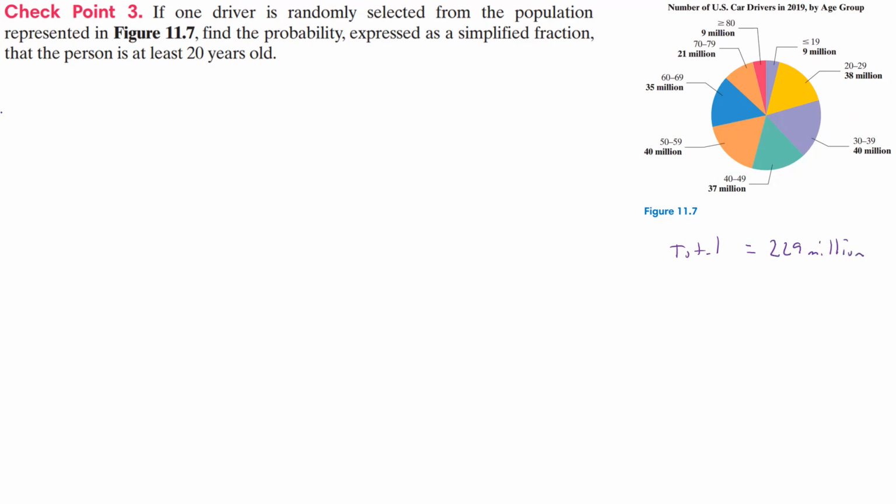Okay. And so my question says probability at least 20 years old. So that means greater than or equal to 20. Well, that's going to be the same as 1 minus the probability that they're less than 20. Okay. So can we figure out that? Well, this is going to be greater than 20.